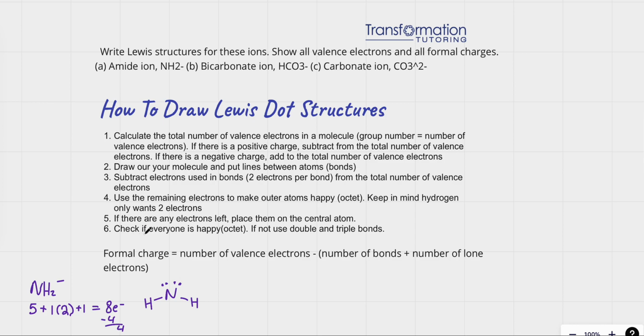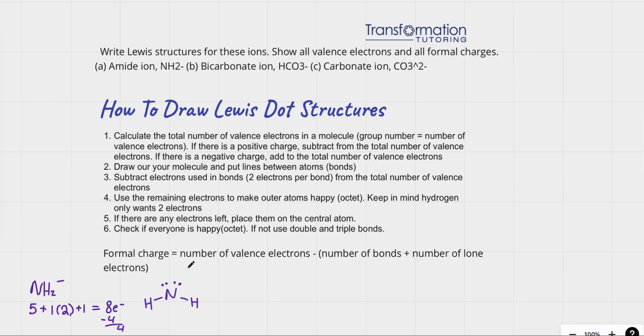Next, we have to check if everyone is happy. My hydrogens have 2 electrons each, they're happy. And my nitrogen, does it have an octet? Happy means an octet. Octet means 8. Does my nitrogen have 8 electrons? Let's go ahead and count. 1, 2, 3, 4, 5, 6, 7, 8. My nitrogen is happy as well. We have written out the Lewis dot structure for amide ion.